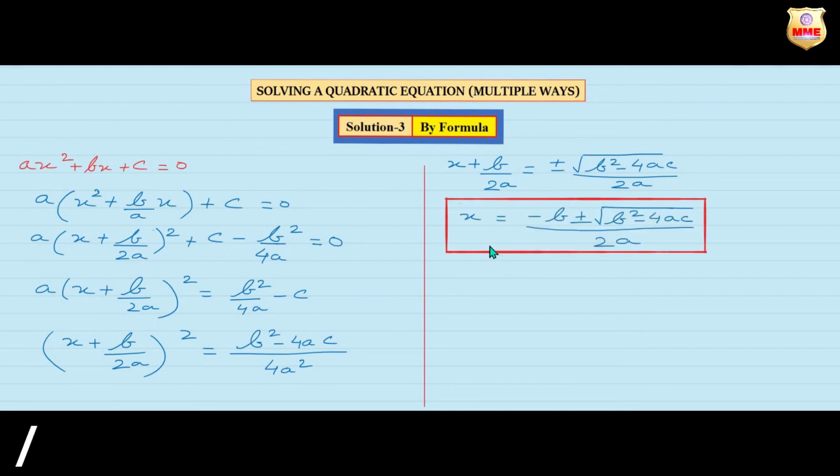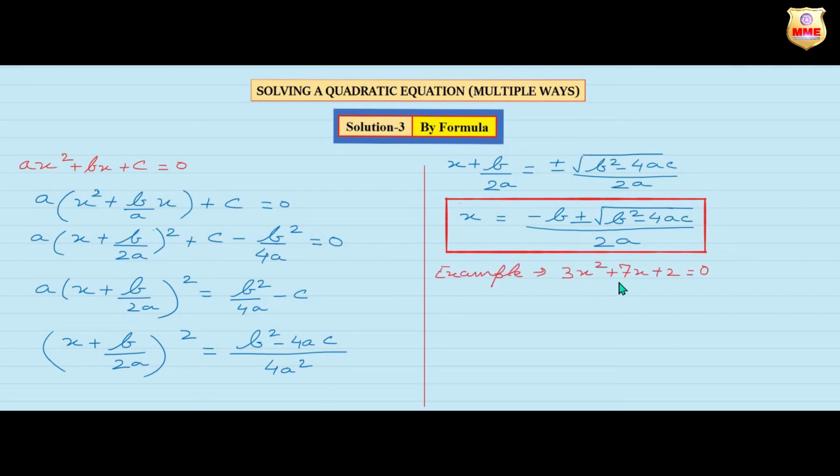Now finally we have got this equation, and that is x equal to minus b plus minus under root of b square minus 4ac upon 2a. So in order to get the value of x from a quadratic equation, we can use this particular formula and can get the value of x. So we need to always remember this formula.